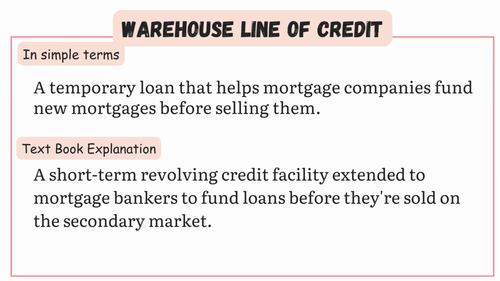Warehouse line of credit. In simple terms, it is a temporary loan that helps mortgage companies fund new mortgages before selling them. As per textbook definition, a warehouse line of credit is a short-term revolving credit facility extended to mortgage bankers to fund loans before they're sold on the secondary market.